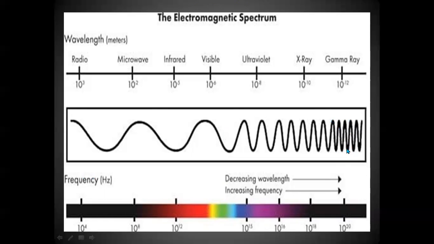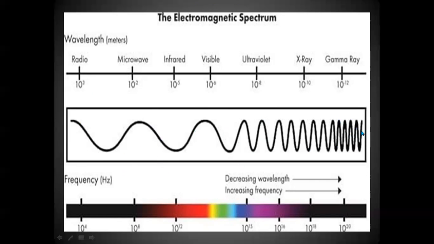energy is directly proportional to frequency. So as energy increases, frequency increases, and lambda, or wavelength, is inversely proportional to energy. So as energy increases, wavelength decreases. So the shorter the wavelength, the more the frequency and the more the energy, and the longer the wavelength, the lesser the energy and the lesser the frequency.